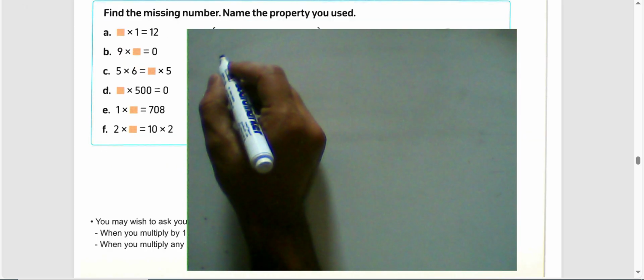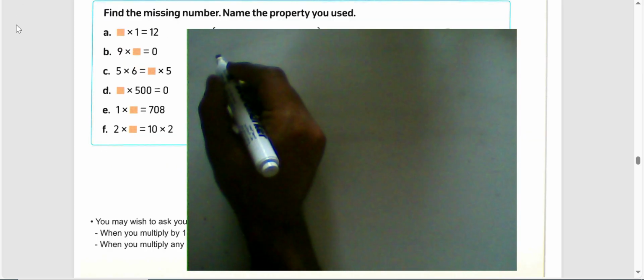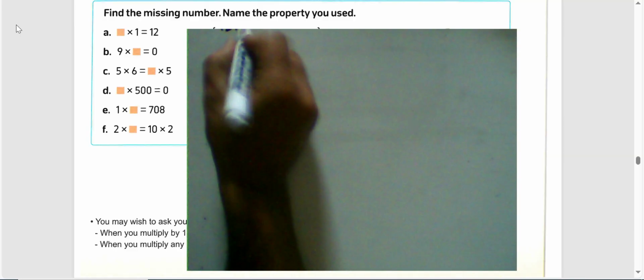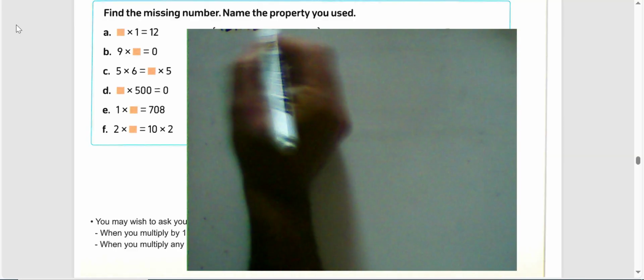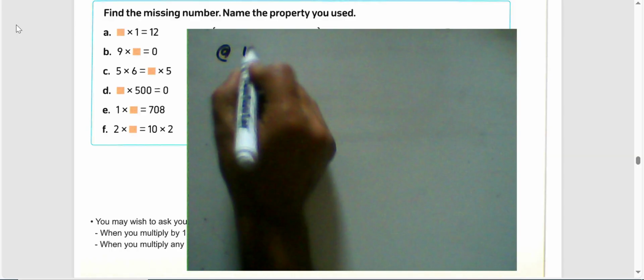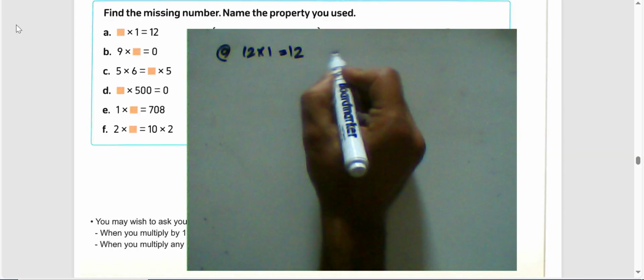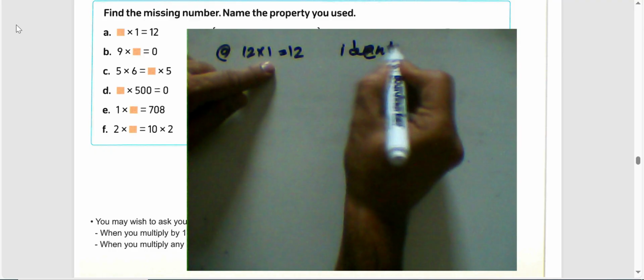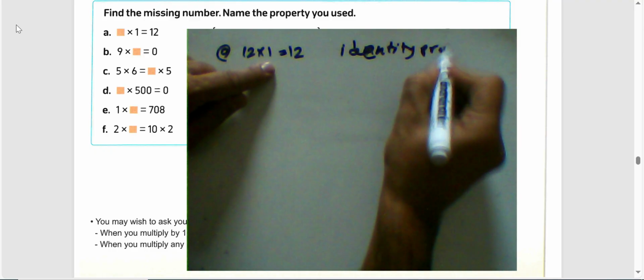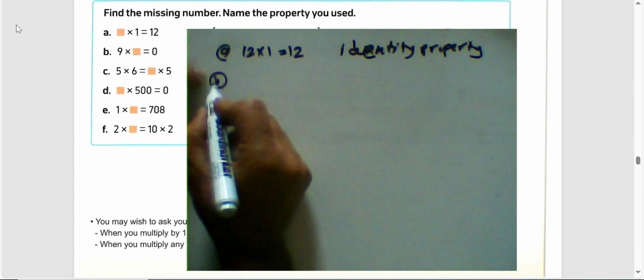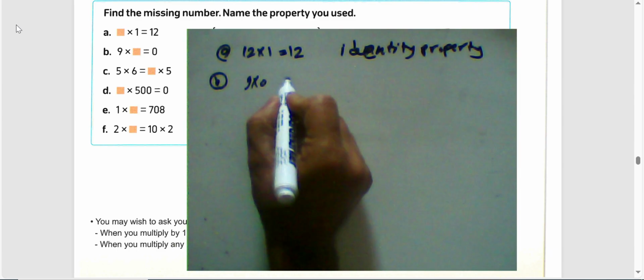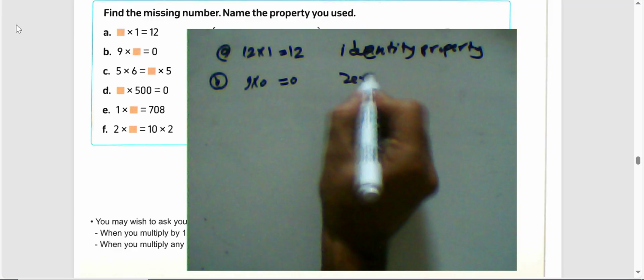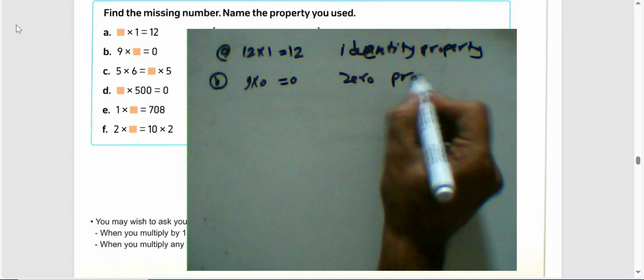First property here again, 12 times 1 equals 12. We call it identity property. Okay, identity property. And letter B, 9 times 0 equals 0. We call it zero property.